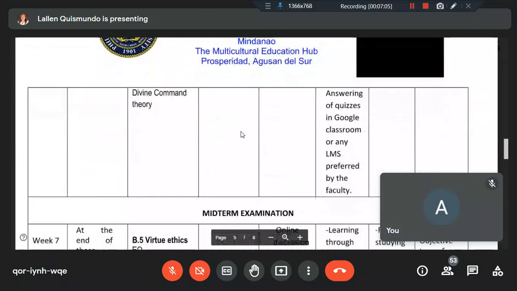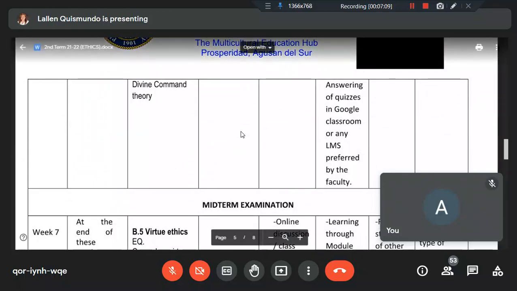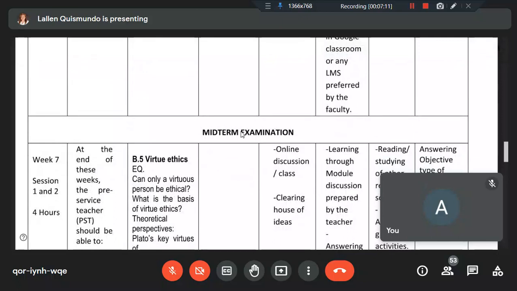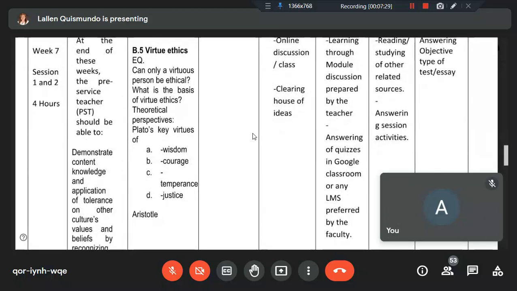And we will also discuss the divine command theory. Then we will have a midterm exam. So after our midterms, we will discuss virtue ethics. Can only a virtuous person be ethical? What is the basis of virtue ethics? And we also have theoretical perspectives, like Plato's key virtues of wisdom, courage, temperance, and justice, and also Aristotle's virtue ethics.